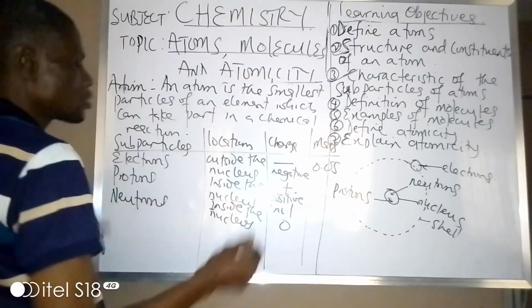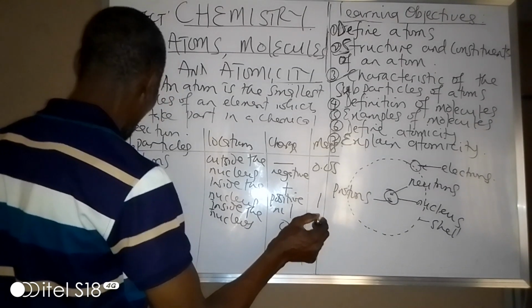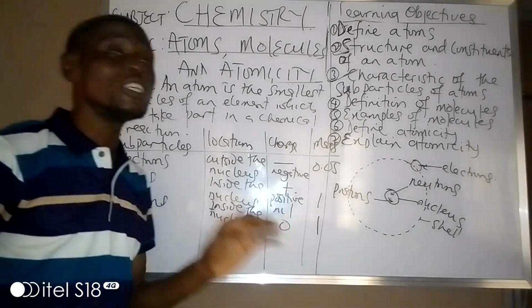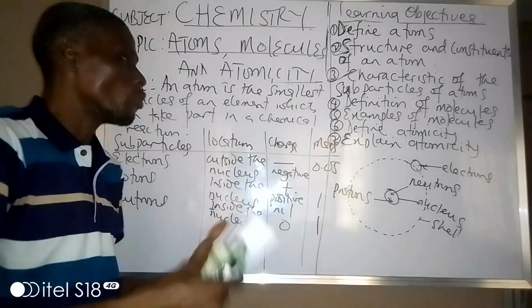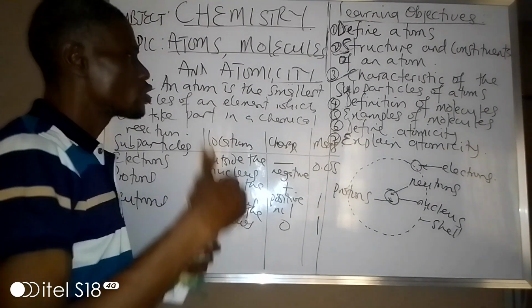So when you look at the mass, the proton is found to have a mass of 1. Neutrons have a mass of 1. Only the mass of the electron is very, very small. So that is that. We have looked at the characteristics of some of these subparticles.